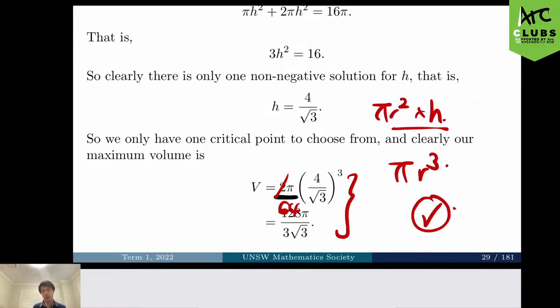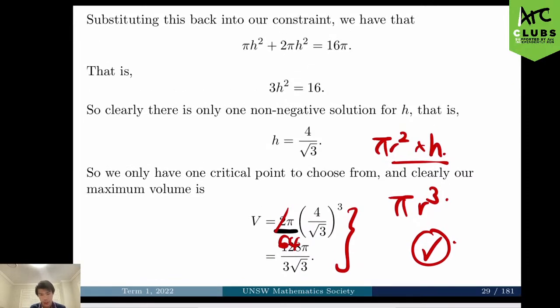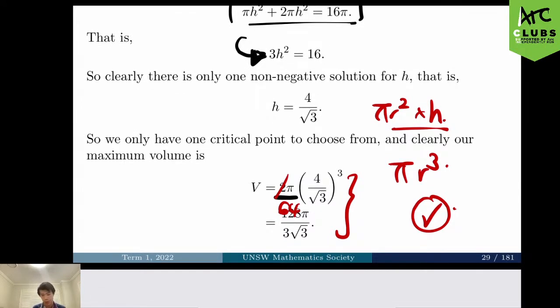So the general gist is just to get rid of all these lambdas. Just try to find r and h in terms of each other. Then you can sub it into the constraint and solve. Sometimes you'll get more than one, and in that case, we do what I said before. You do all of them, and you see which one is the highest, and which one is the lowest.